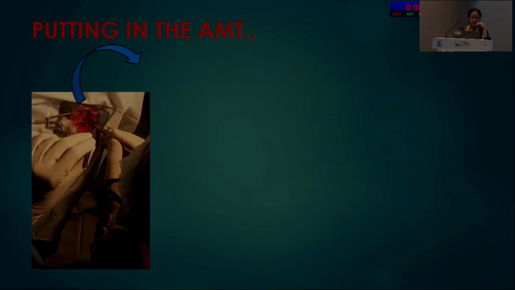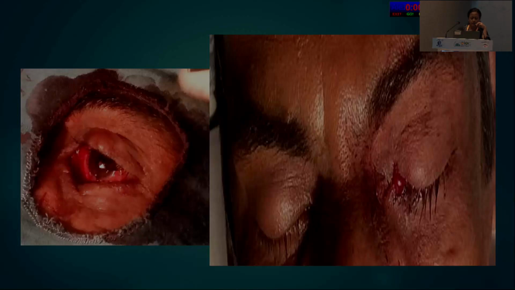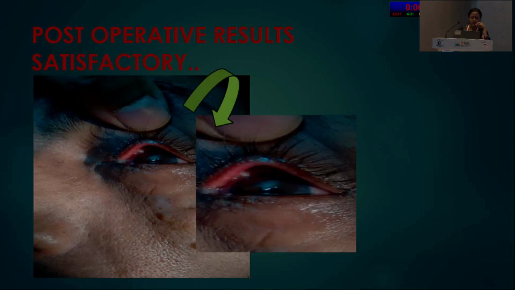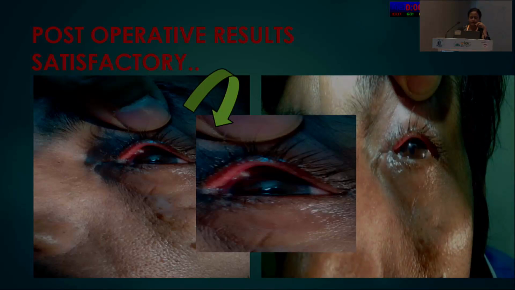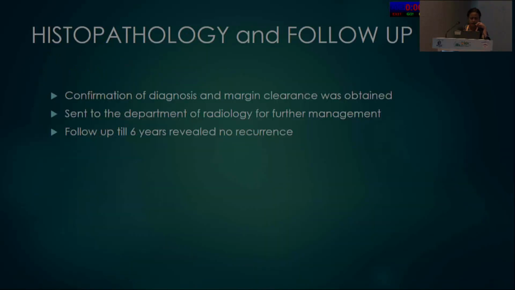Now putting in the AMT, see the second stage, third stage, I put it with fibrin glue, tissue glue. And this was the case after excision of the whole mass, and post-operative results were satisfactory. This was immediate post-operative after 3-4 days, and this is the next picture, where little chemosis was there. The last picture is after 1 week. Histopathologically, the diagnosis was confirmed, and we achieved margin clearance.